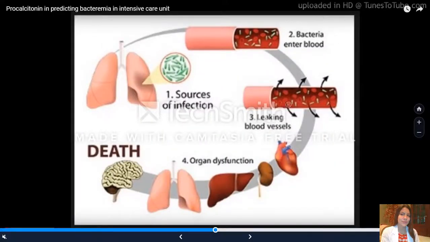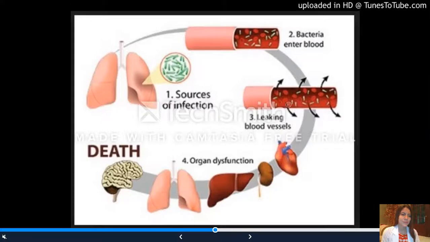Diagnostic value of procalcitonin in predicting bacteremia in intensive care unit. By Demirtal et al., Indian Journal of Critical Care Medicine, 2018, 22(2), 78-84.